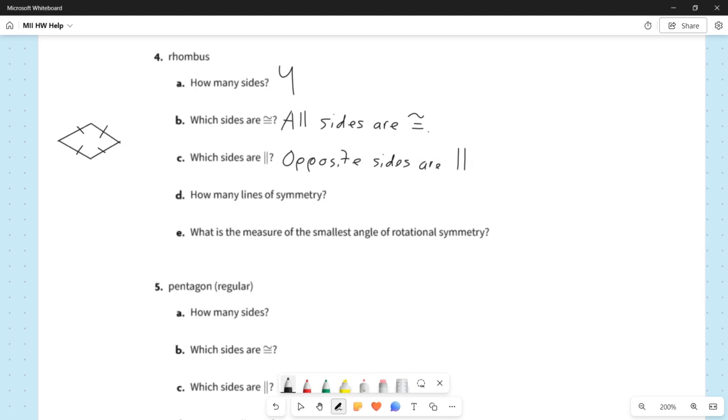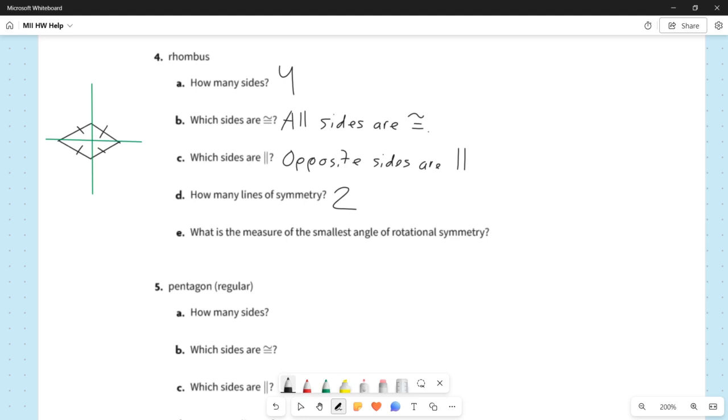How many lines of symmetry? All right, so now for the first time, we've got some lines of symmetry in this figure. So one line of symmetry is just going kind of straight down, just like that. That's one. And then another line of symmetry is going across. So these lines of symmetry go through the vertices of the rhombus, and that's all that there are. So how many lines of symmetry? There are two of them.